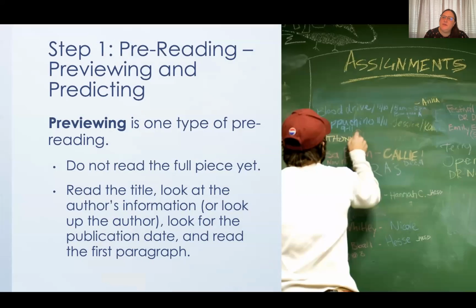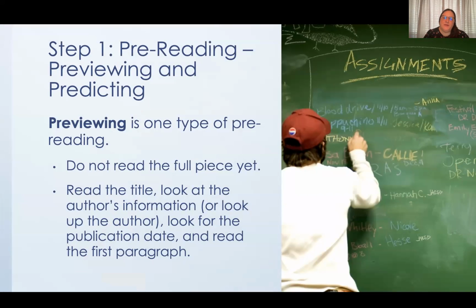The first step that you're going to complete using The Mighty Image is a step called pre-reading. In pre-reading, what we're going to do is preview and predict. Previewing is when we don't read the full piece yet. What we do is we preview, or we get an overview, kind of analyze the text that we'll be reading before jumping right into reading.